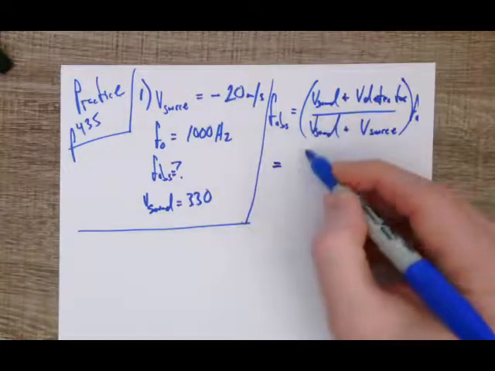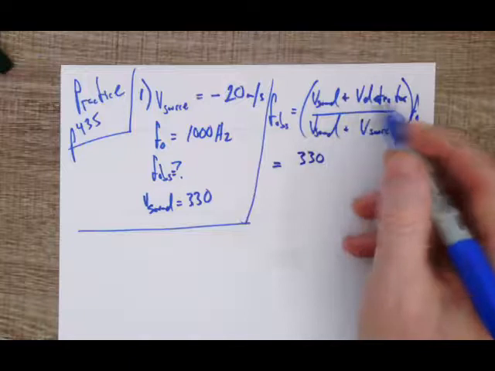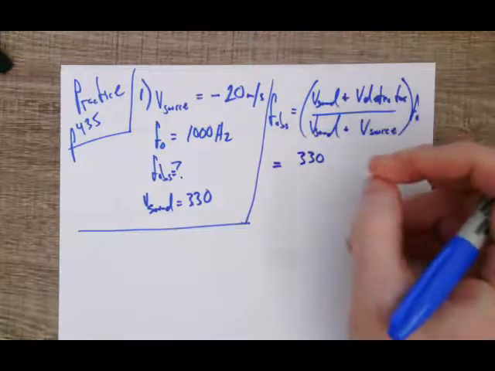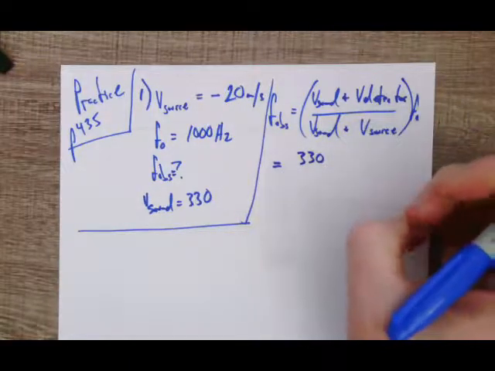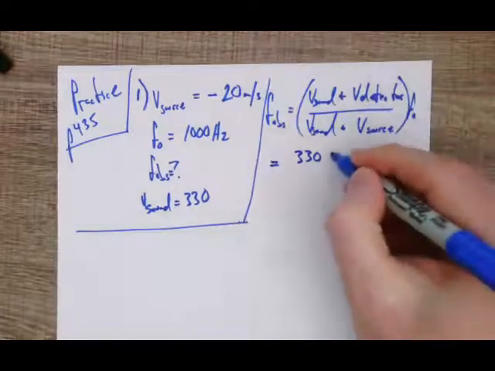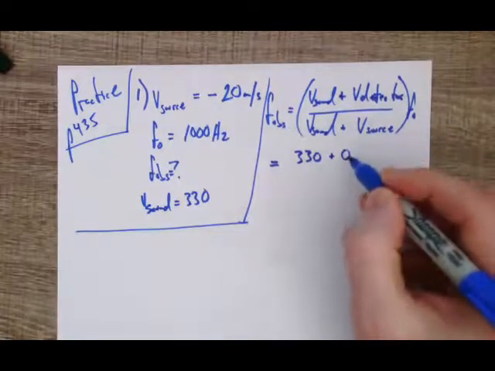Speed of sound, we're told, is 330. The detector, is that us? Who is it? Is it a human being? A stationary observer. Stationary. They're not moving. They never will. We're not doing questions where anybody's moving.